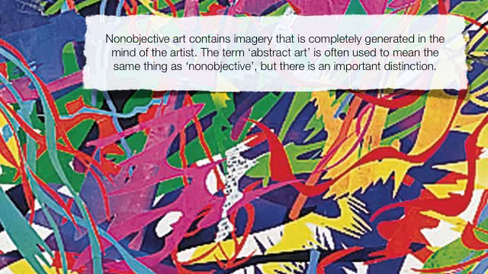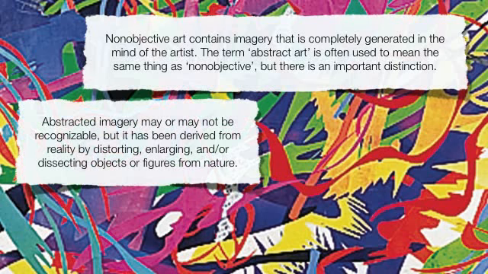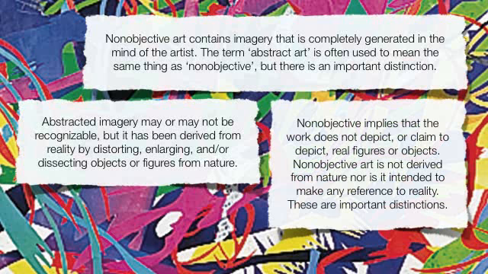Non-objective art contains imagery that is completely generated in the mind of the artist. The term abstract art is often used to mean the same thing as non-objective, but there is an important distinction. Abstracted imagery may or may not be recognizable, but it has been derived from reality by distorting, enlarging, or dissecting objects or figures from nature. Non-objective implies that the work does not depict or claim to depict real figures or objects. Non-objective art is not derived from nature, nor is it intended to make any reference to reality. These are important distinctions.